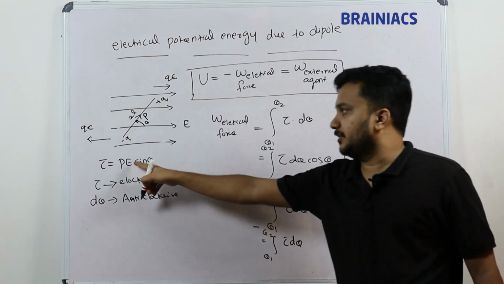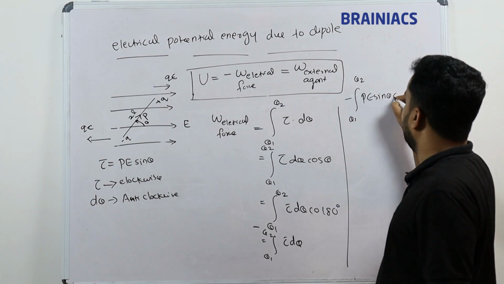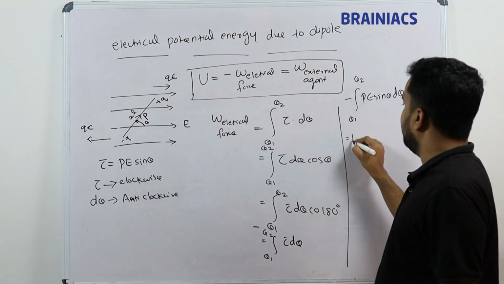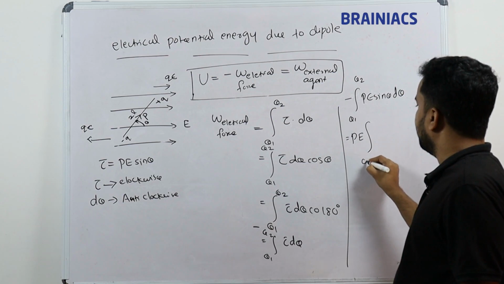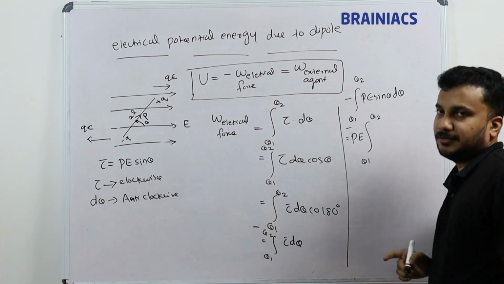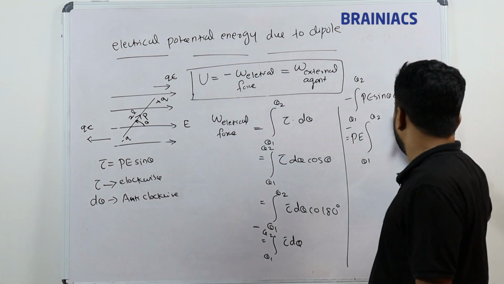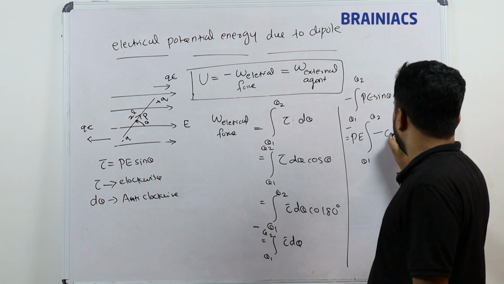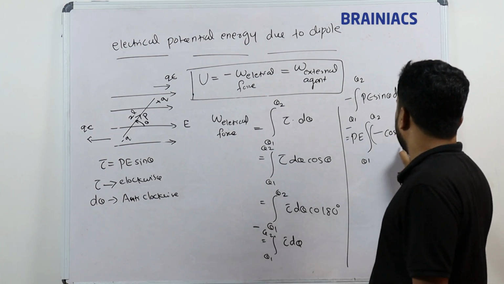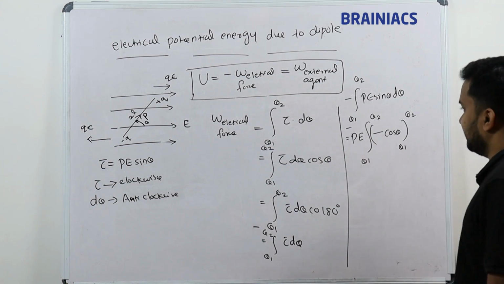Torque, instead of tau, we will substitute the equation for this one, Pe sin theta d theta. So Pe is constant, take it out of the integration, theta 1 to theta 2, minus will be here. What is the integral of sin theta? It is minus cos theta. So the angle is from theta 1 to theta 2. This minus and minus become plus.